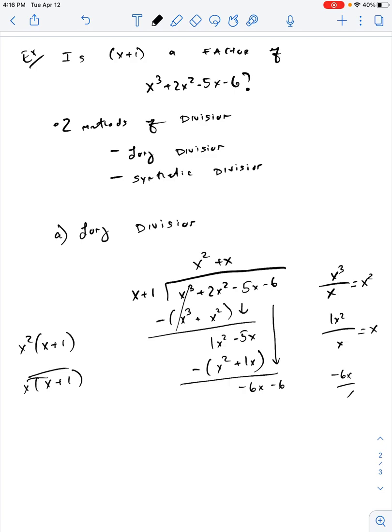Negative 6x divided by x gives us a negative 6. Goes up there, and the negative 6 multiplied by x plus 1 gives us negative 6x minus 6. And all that should cancel. Notice the remainder is 0. All right, remember this up here we call the quotient. That is the answer.